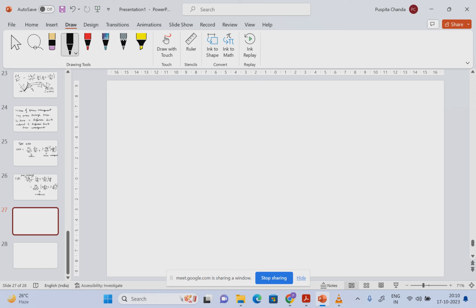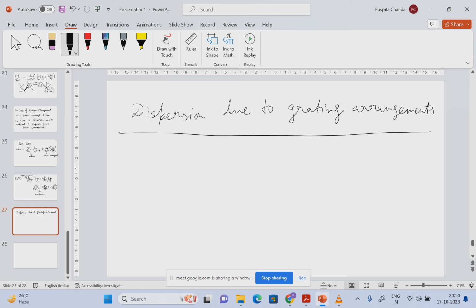Okay, now I'm going to move towards the grating arrangement. Dispersion due to the grating arrangements. Okay.